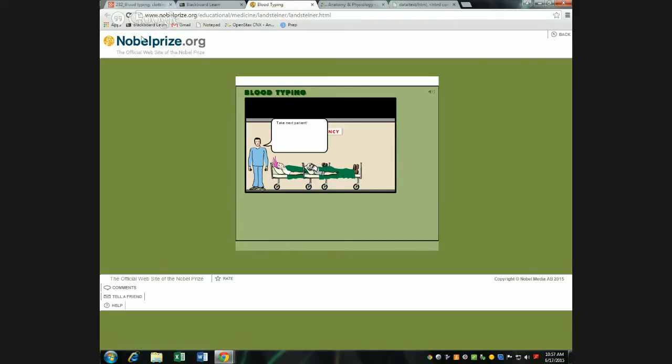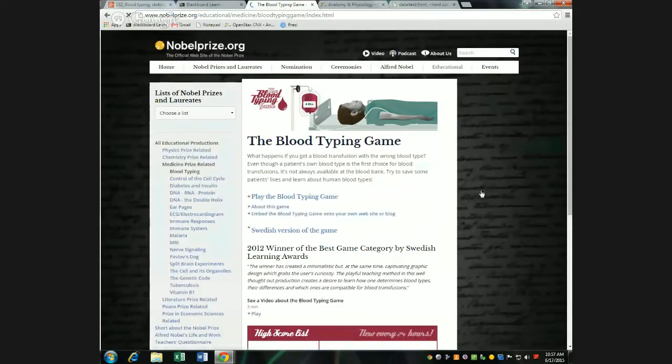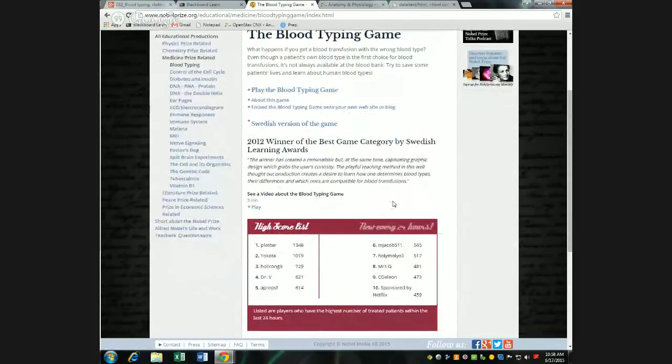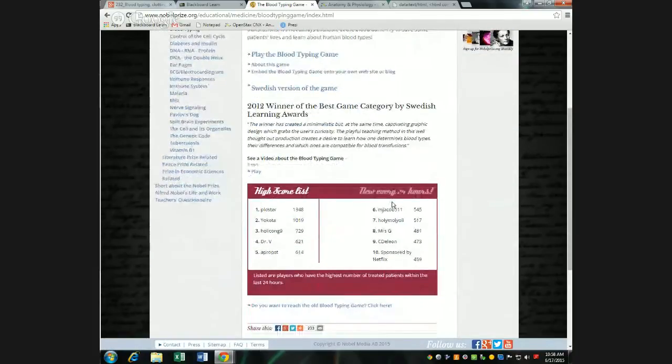You will notice in the top corner here, it says nobelprize.org. This is presented by the Nobel Prize website. If we go back here, it takes us to the main article for blood typing, or actually the blood typing game. The link I've given you in Blackboard, which is the one you need to use, takes you to the old blood typing game. Okay.